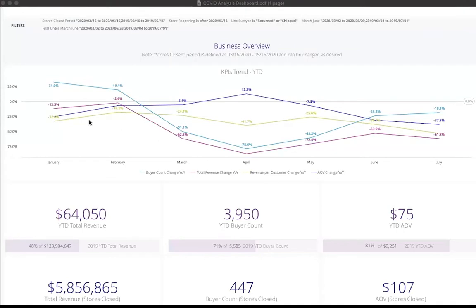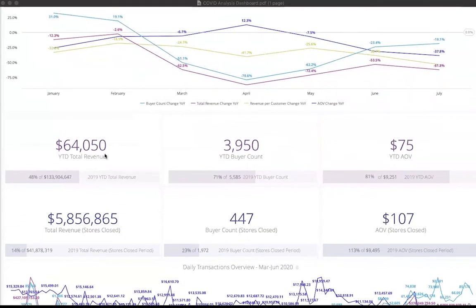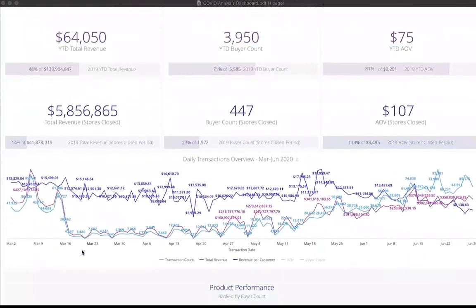The first chart shows year-over-year change of buyer count, total revenue, revenue per customer, and average order value for each month. We also have the year-to-date values for those metrics and a comparison with the year-to-date values of last year. Next, we focus further on the stores closed period and look at how our metrics have changed during this period when compared to the same period with last year. We also have a daily transactions overview that shows you the metrics on a daily level.